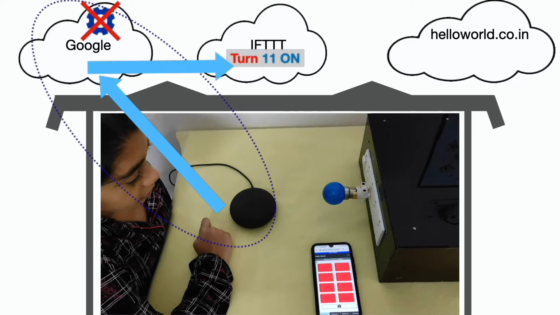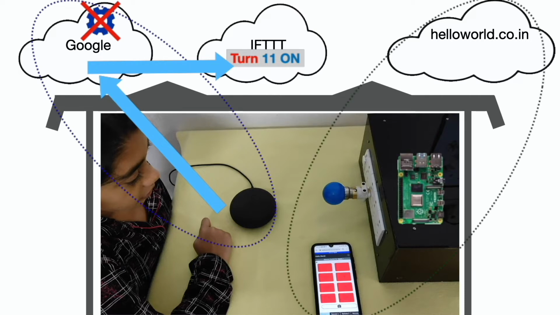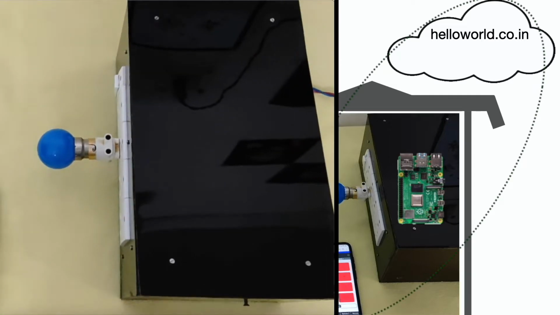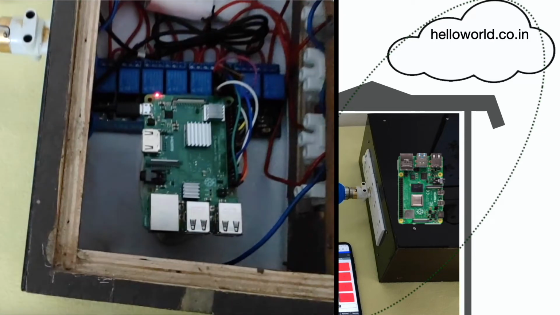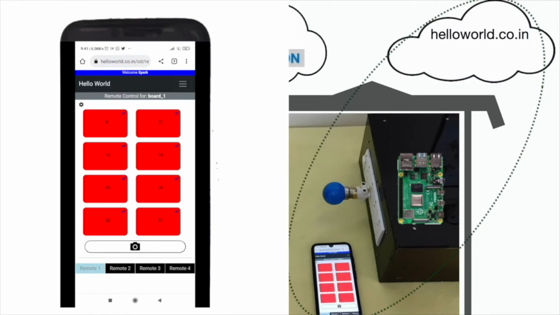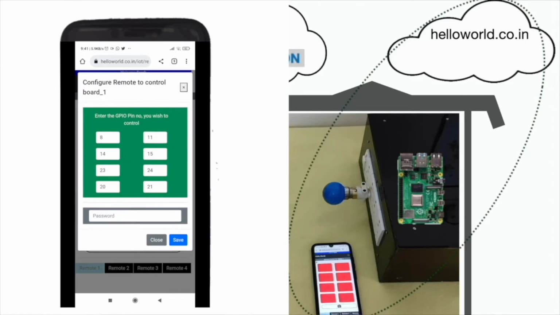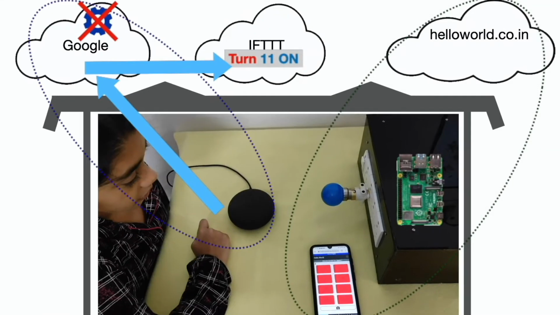Coming to Raspberry Pi and its internet remote. These are both connected to a custom web service running in another cloud. The box contains a Raspberry Pi and an 8-channel relay board to control home appliances. This web-based remote can be used to control any 8 pins of your Raspberry Pi over internet. You can configure any 8 pins of your Raspberry Pi using this internet remote.